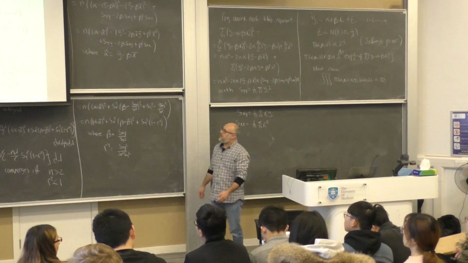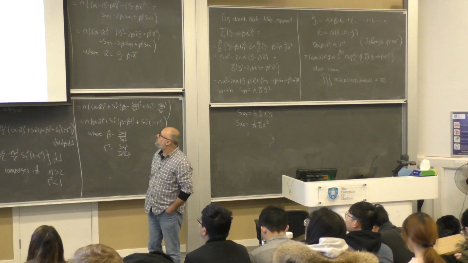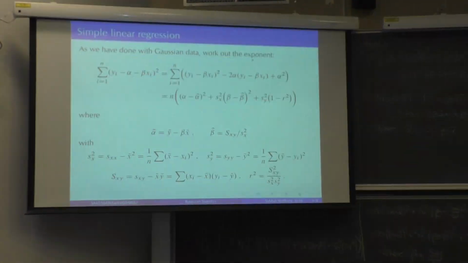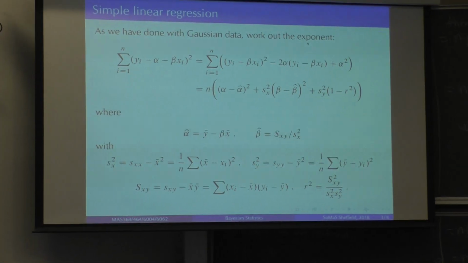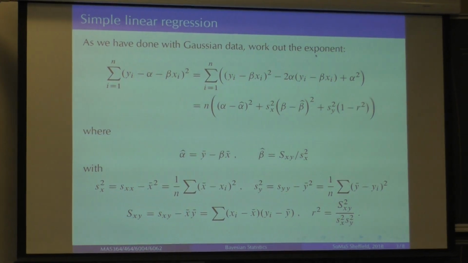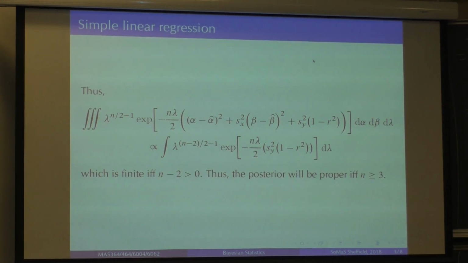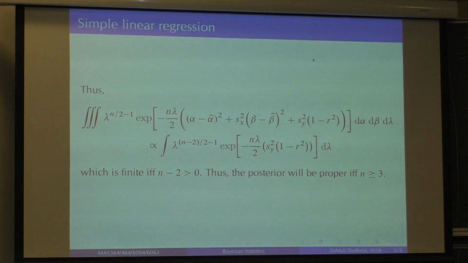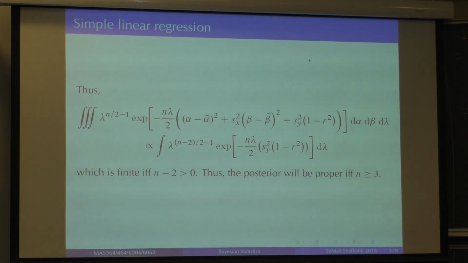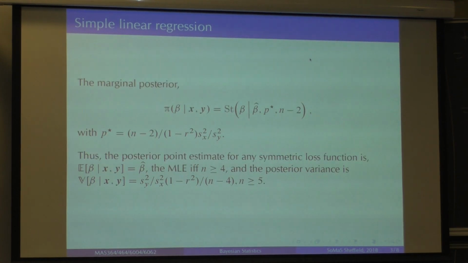Okay, so that's what we did. That's all the algebra leading to the simplification of the exponential. Some of the definitions of alpha hat, beta hat, and r square, using what we know about the sum of xi square minus xy. And that's the final integral. And we just showed that that is proper if and only if n is larger or equal than 3. So we need at least 3 points to have a proper posterior. And obviously it's not written there, but r square has to be smaller than 1.